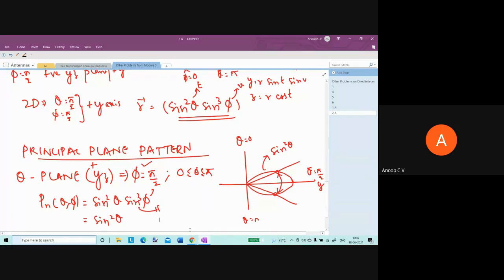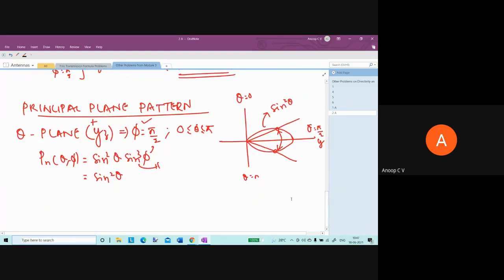Are you clear with this now? Yes, clear sir. Are you able to appreciate the theta plane pattern as sine square theta? Because phi is equal to pi by 2, and in this theta will vary from 0 to pi. So these are half power points. This is one half power point, this is another half power point, and this is the maximum. The half power beam width is the separation between these two half power points.